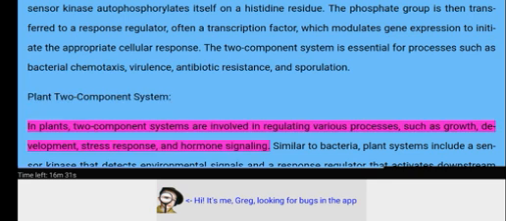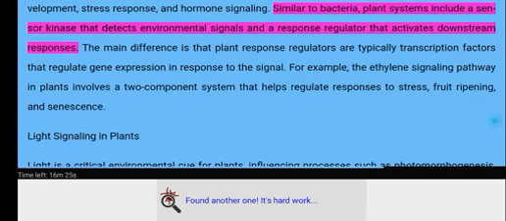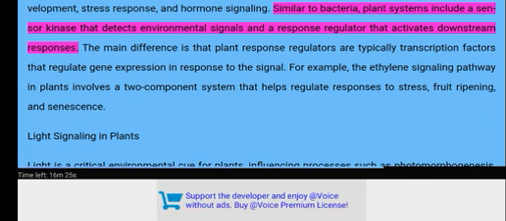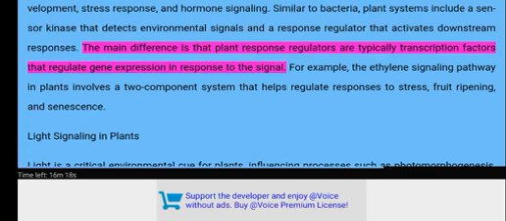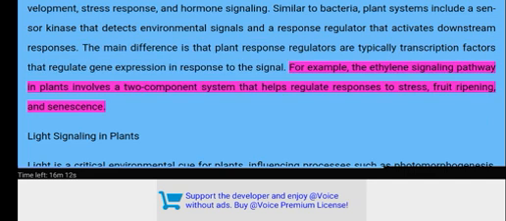Plant two-component system. In plants, two-component systems are involved in regulating various processes, such as growth, development, stress response, and hormone signaling. Similar to bacteria, plant systems include a sensor kinase that detects environmental signals and a response regulator that activates downstream responses. The main difference is that plant response regulators are typically transcription factors that regulate gene expression in response to the signal. For example, the ethylene signaling pathway in plants involves a two-component system that helps regulate responses to stress, fruit ripening, and senescence.